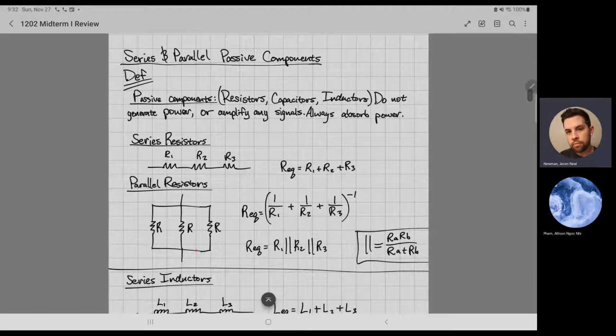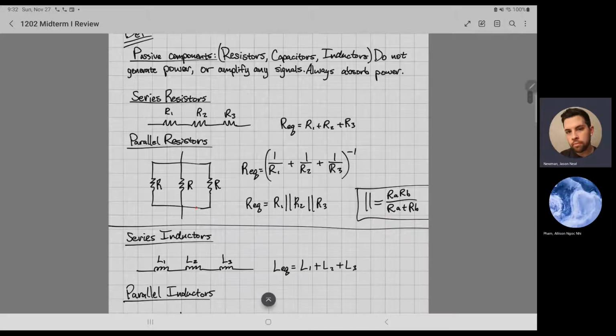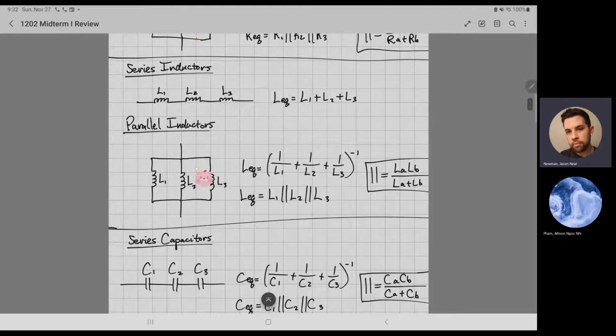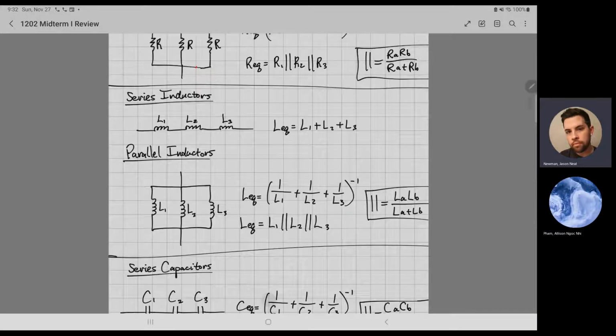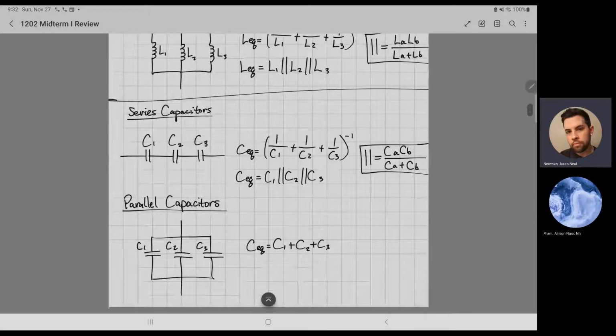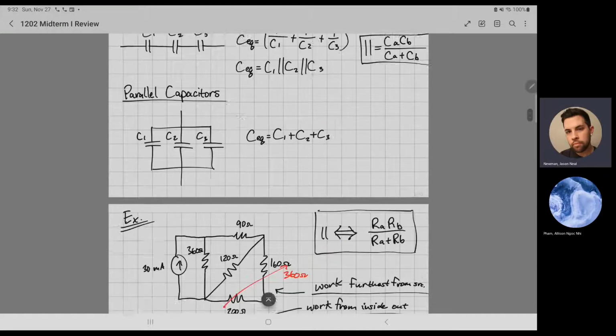So, series and parallel components. Obviously, we have our series resistors. This is the equation, and this is the equation for parallel resistors. And this is a little shorthand for parallel resistors, which I went over in the first video, which is really useful, but not necessary. Series inductors and parallel inductors are the same formulas as resistors, and series capacitors and parallel capacitors are the inverse, or the opposite, as far as the equations go.